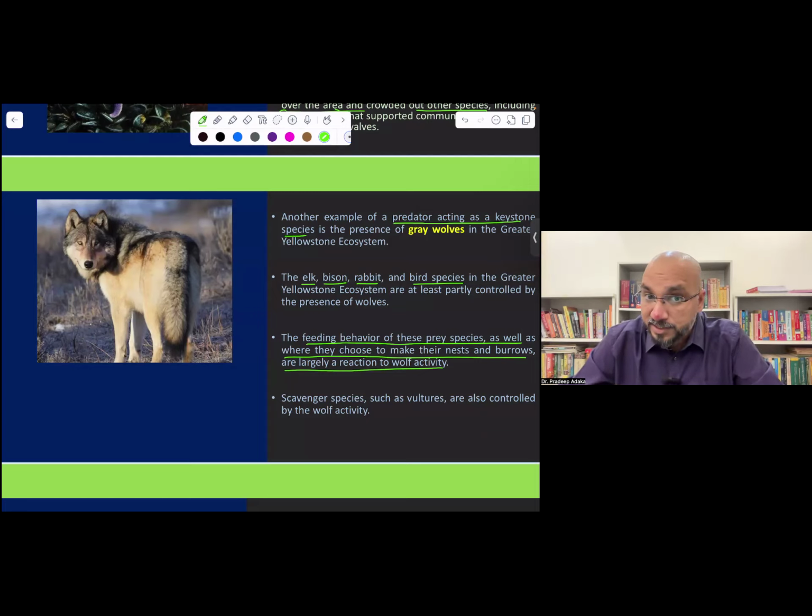Now you see many other species depend on wolves. Their activity is controlled by the wolves. Scavengers also depend upon leftovers from the wolves. So wolves hunt, and whatever is left over will be eaten by scavengers. So you can see many species, directly or indirectly, are linked to the wolf species.